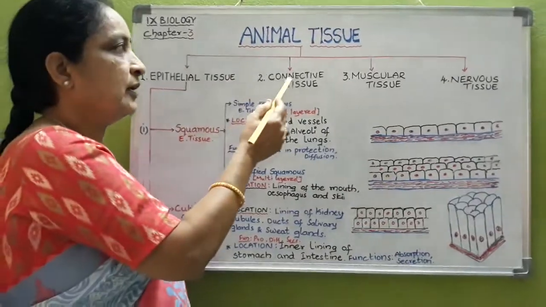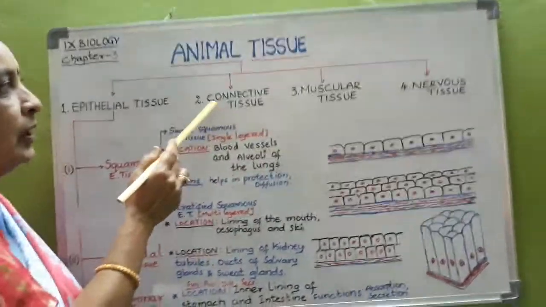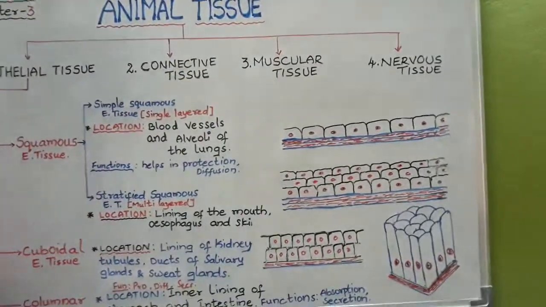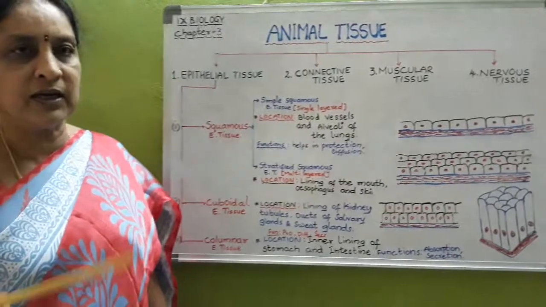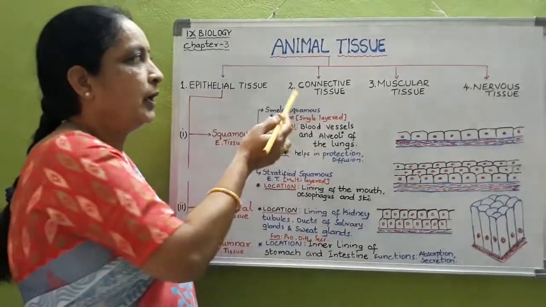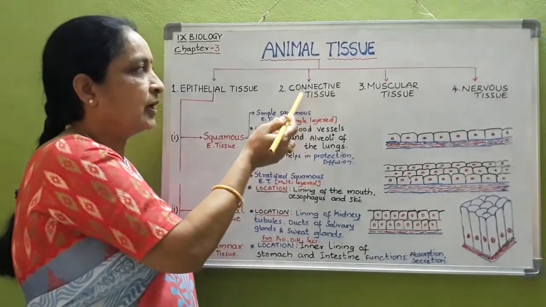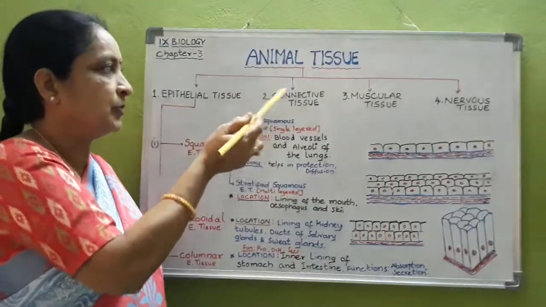The second tissue is connective tissue. Connect means they connect each other. Which parts does it connect? The bones, the muscles, and the blood is also a connective tissue. It means the connection between 2 organs or 2 materials.